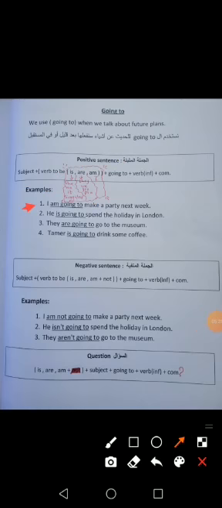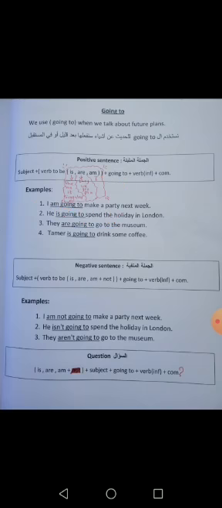I am going to make a party next week. Where's the subject? I is the subject, right? We use am with I, because the subject is I. I am going to, make is the verb infinitive, a party next week is the complement. Next week دلالة على المستقبل, في الأسبوع المقبل, about future. Okay, student. So the subject is I, we use I am going to, verb infinitive, and complement.